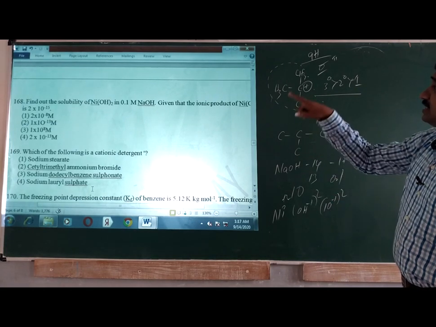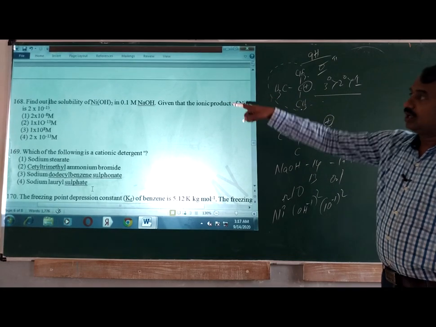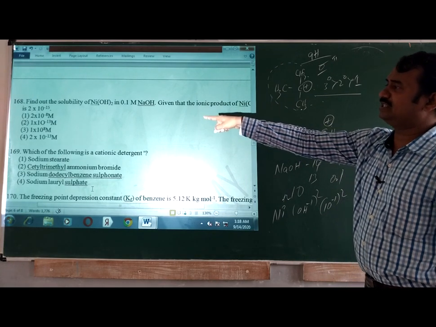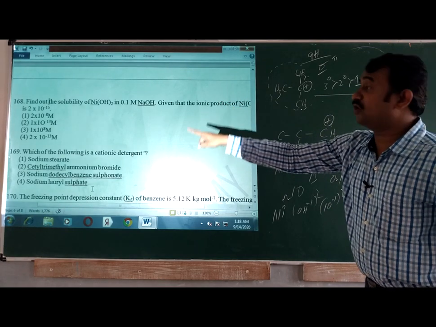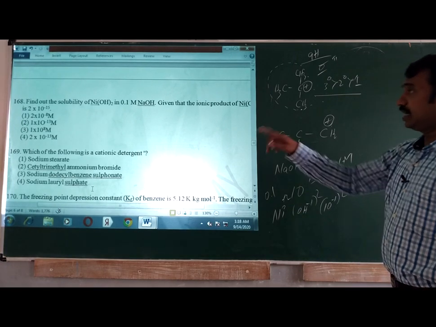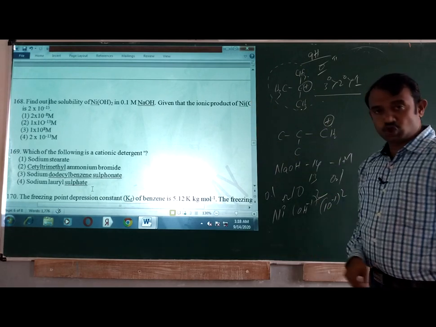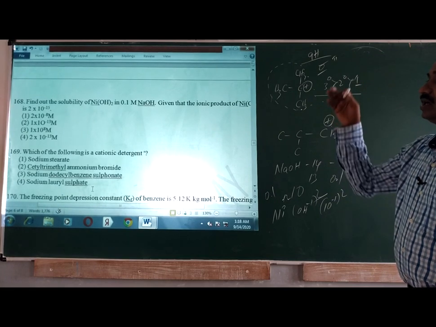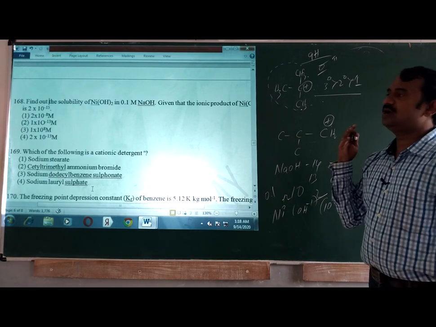Here, they are given 2 into 10 to the power of minus 15, 2 into 10 to the power of minus 8, 1 into 10 to the power of minus 13, 1 into 10 to the power of 8 molar, 2 into 10 to the power of minus 13 when it is having 0.1 moles. When the concentration decreases, the value also decreases: 2 into 10 to the power of minus 13 moles. That is the correct answer.